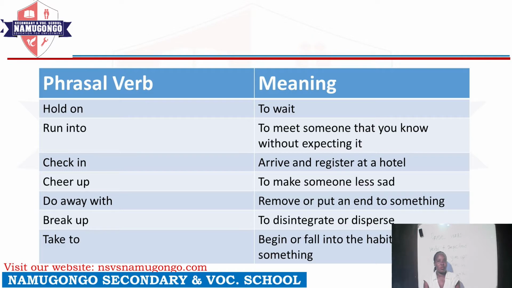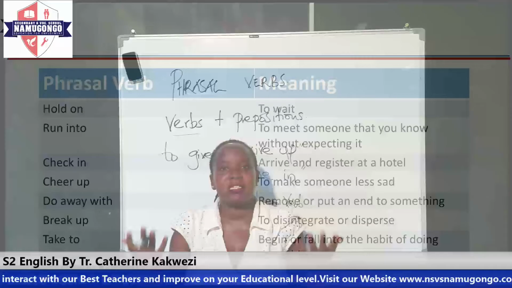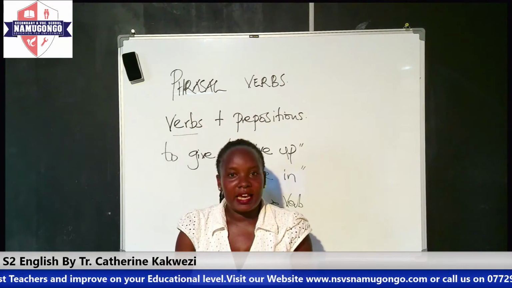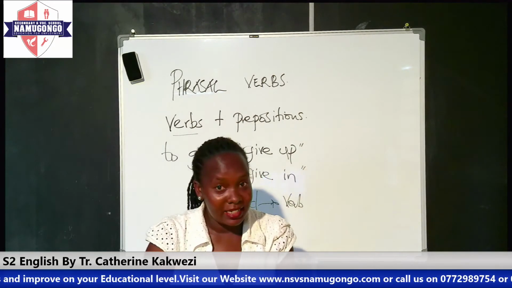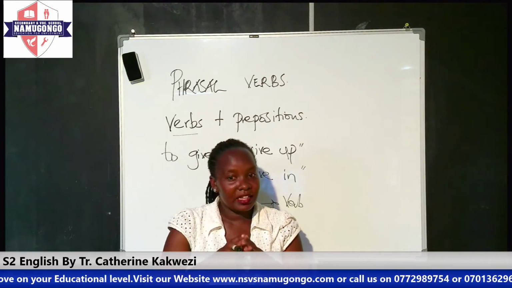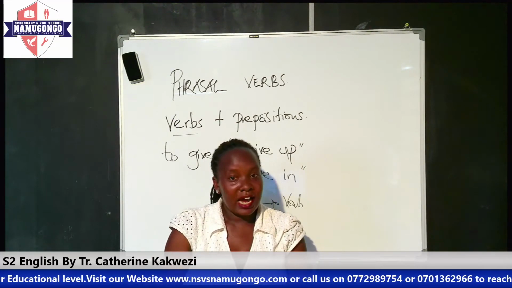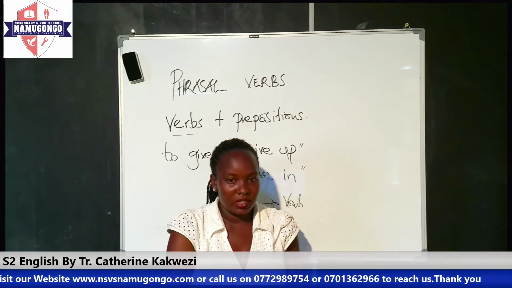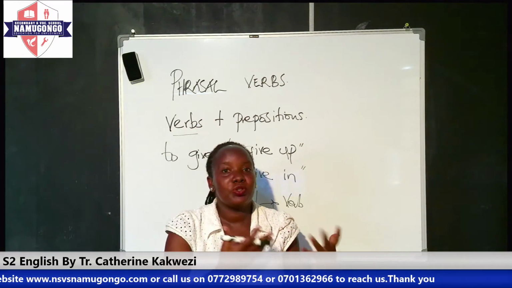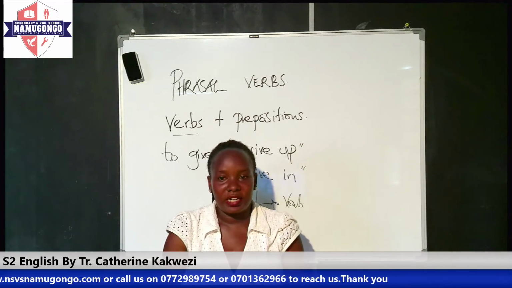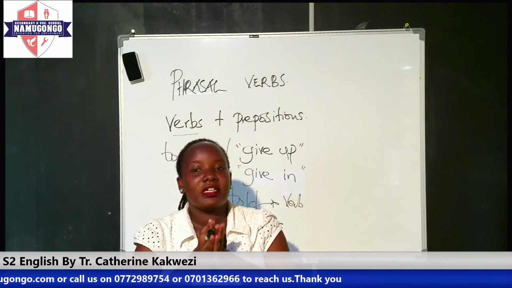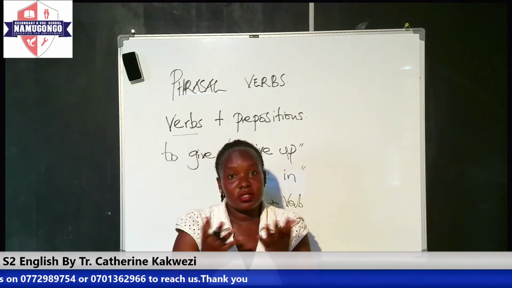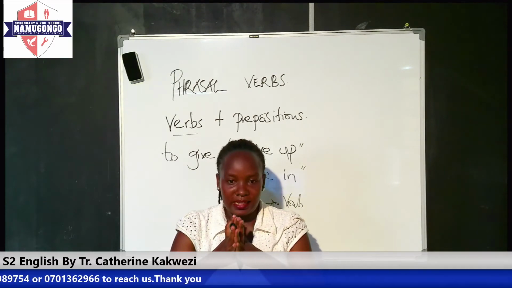Let us say, for example, you're talking about meeting someone you were not expecting to meet at a particular time. You will say, I ran into my teacher at the mall, meaning that you met your teacher and you did not expect it. So you will use the phrasal verb run into. To run into means to meet someone that you know, but you did not expect meeting them.